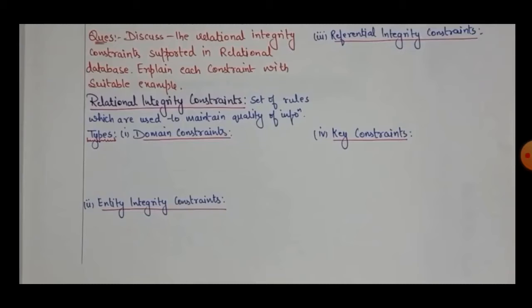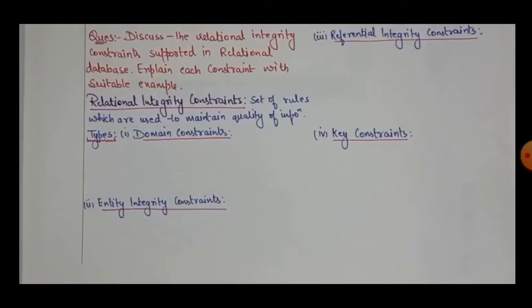So we have four types of integrity constraints. The first one is the domain constraint, the second one is the entity integrity constraint, the third one is the referential integrity constraint, and the last one is the key constraint. We will discuss them one by one. The first one is the domain constraint.